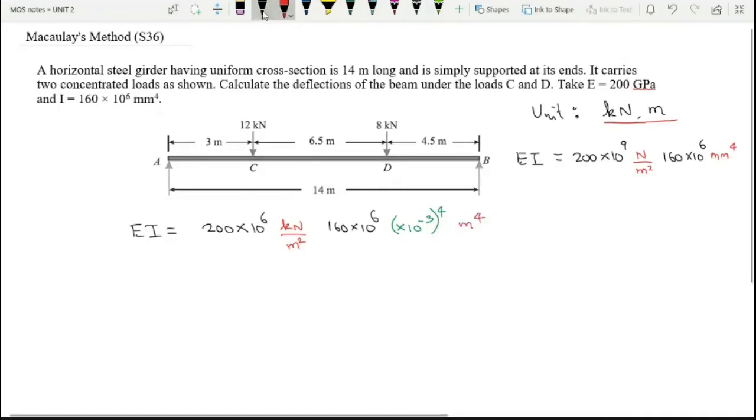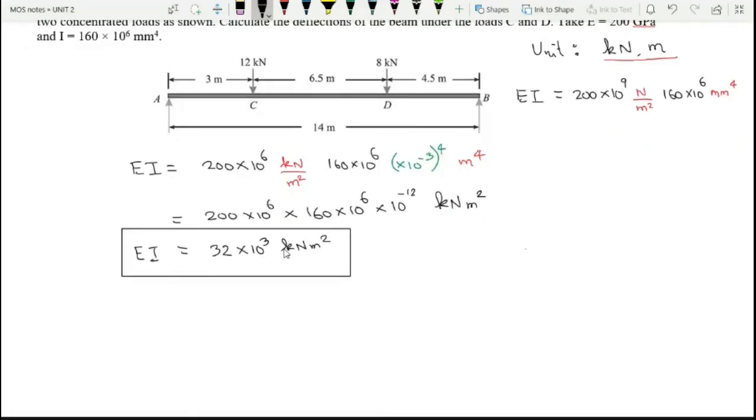So what will we get? Let me complete this. So 160 into 10 power 6 into 10 power minus 12. Because it is in power, we have to multiply 10 power minus 12. So kilonewton meter square. Right? So what is the value? So this is my value. So it is around 32,000 kilonewton meter square.